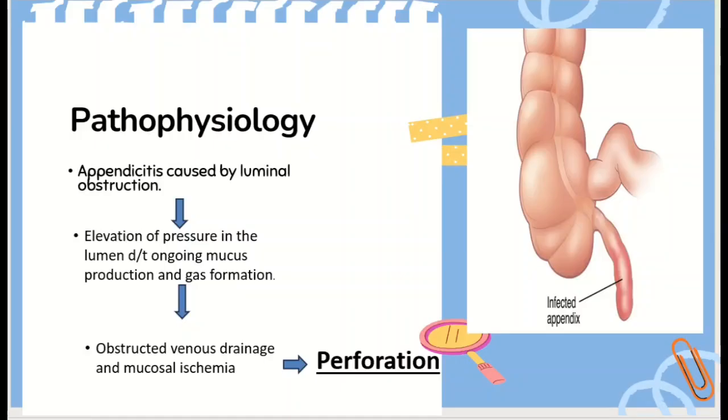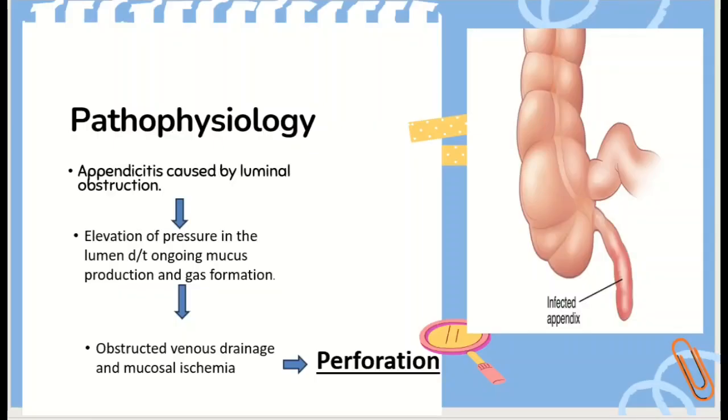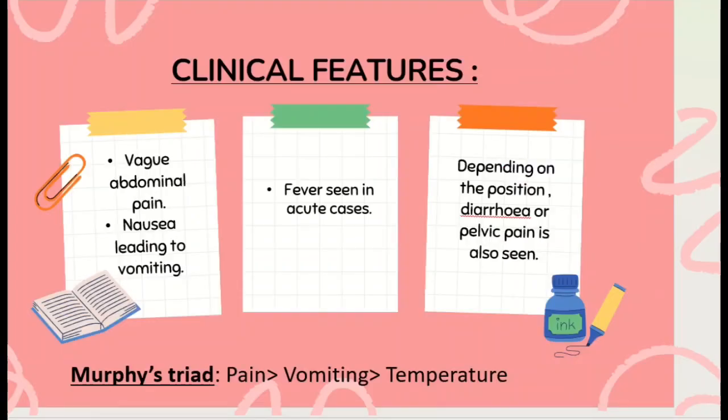Coming to the clinical features, the most common feature is vague abdominal pain, which occurs first. The typical site of the pain is initially around the umbilicus. Usually the pain shifts to right iliac fossa at the McBurney's point. So the visceral pain starts around the umbilicus because of distension of appendix, and later on the somatic pain occurs in the right iliac fossa. The somatic pain occurs due to the inflammation of parietal peritoneum.